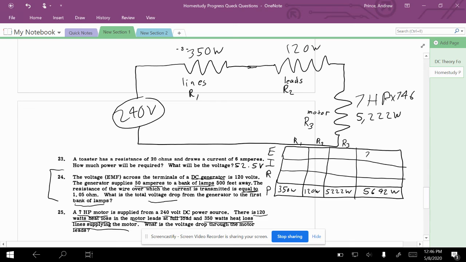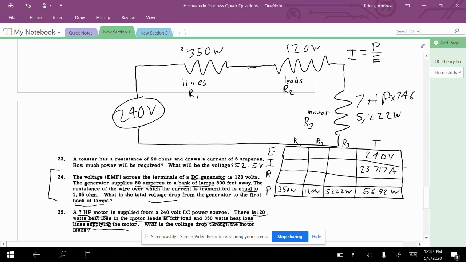And then we have our voltage total here too, right? So probably the easiest thing to solve for would be the current here. And to do that, based on Ohm's law, I equals P divided by E, we're just going to take 5,692 divided by 240. That's going to give us 23.717 amps.